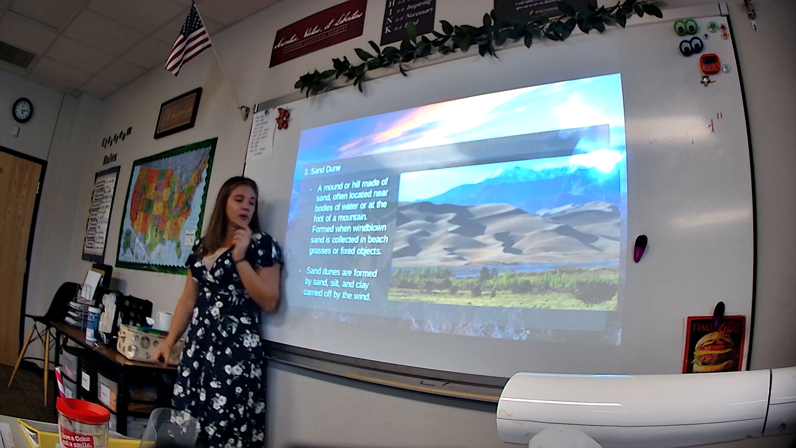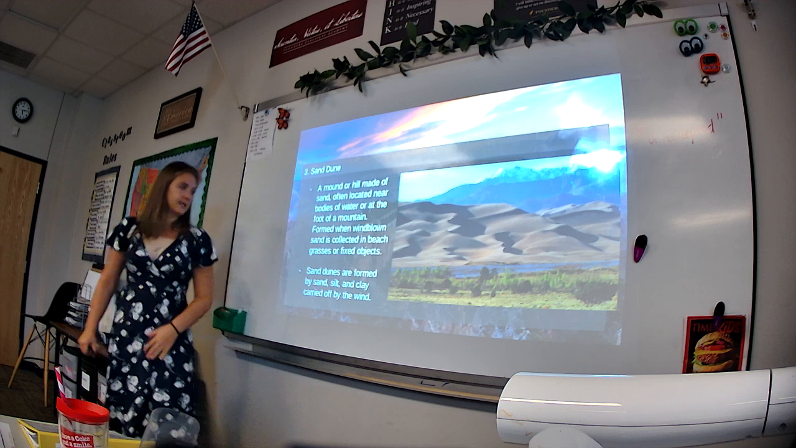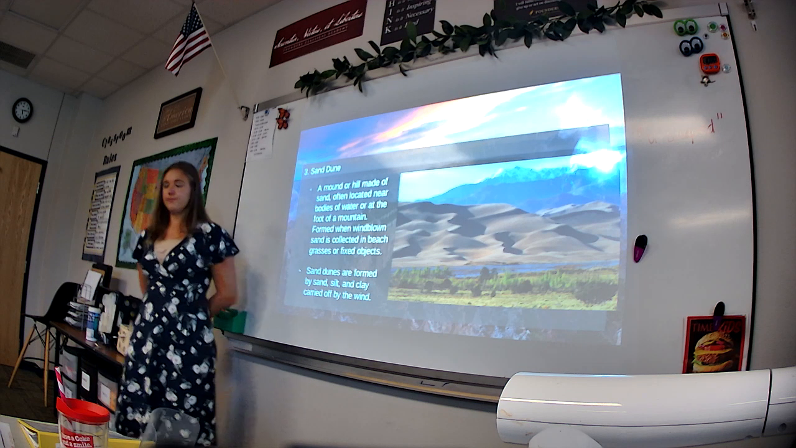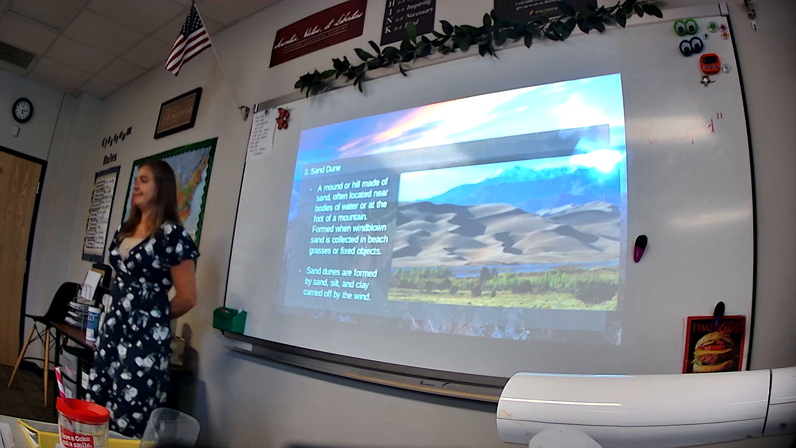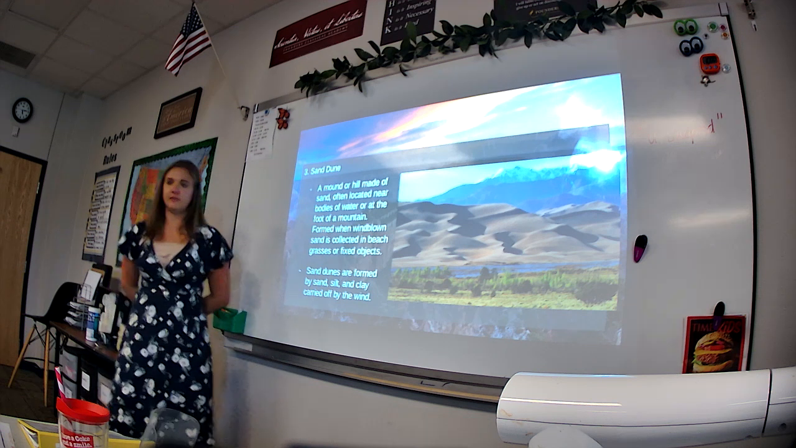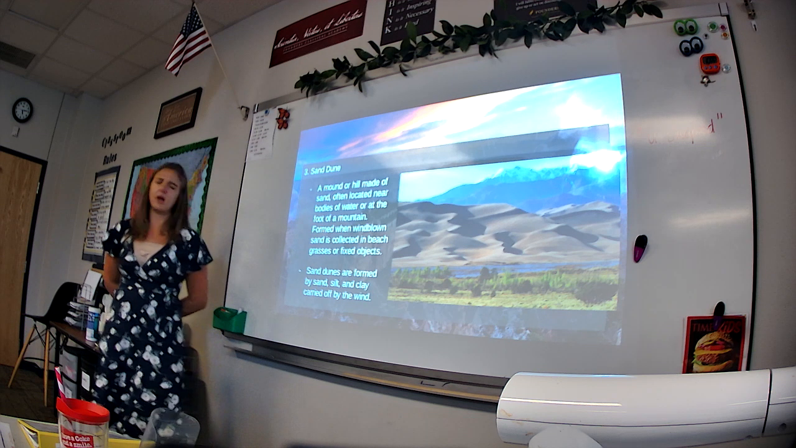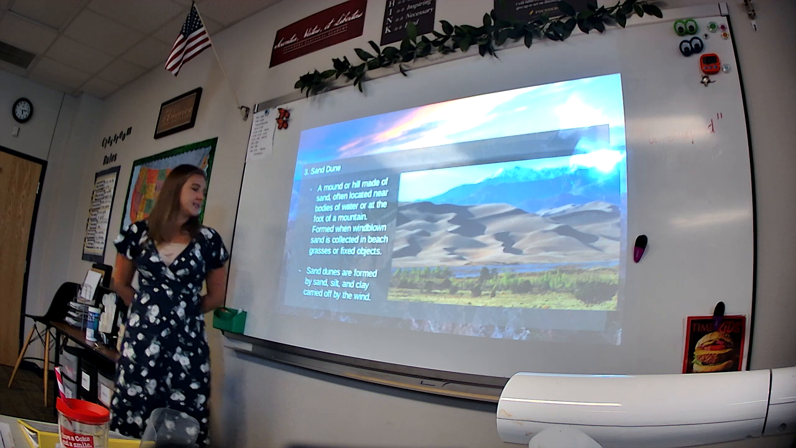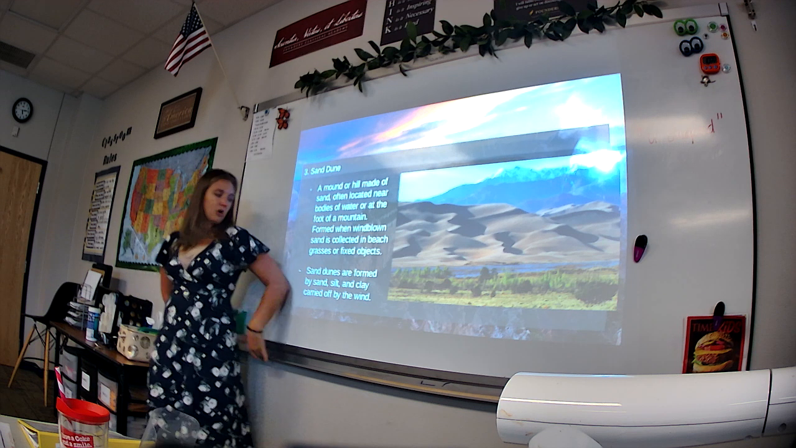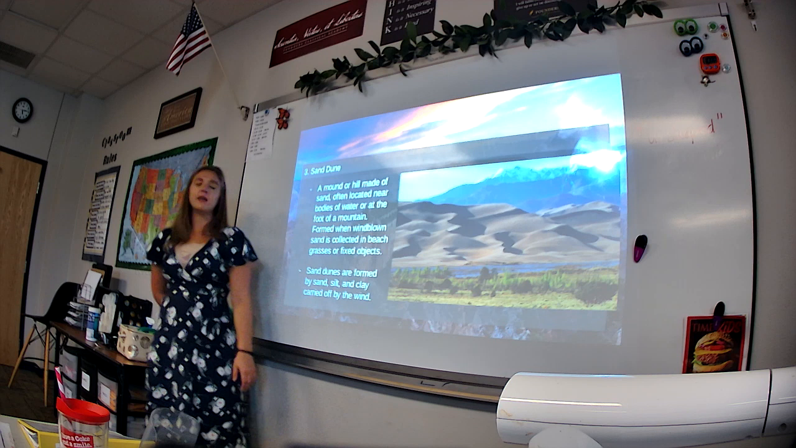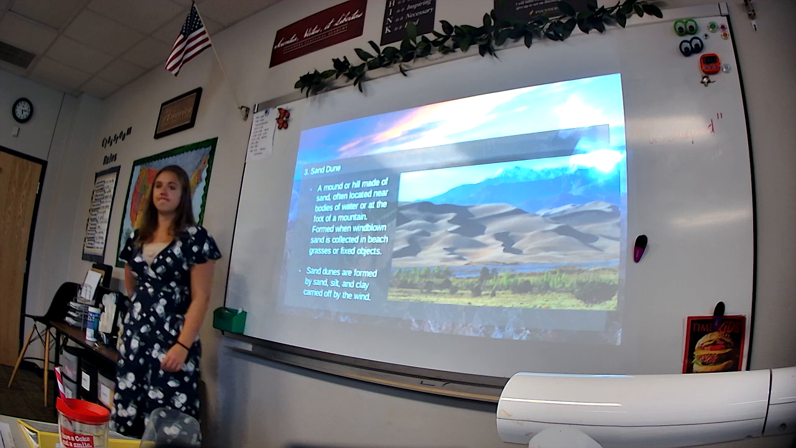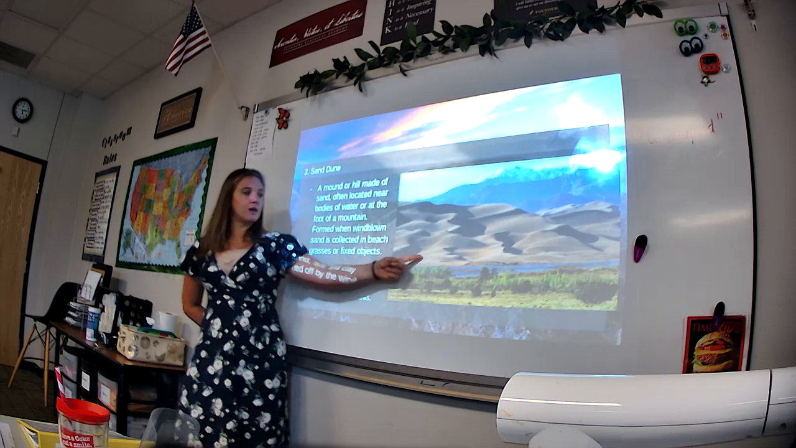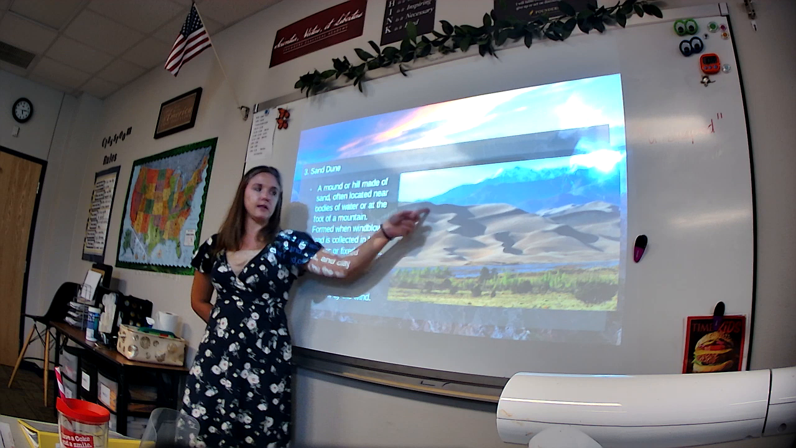This is formed when wind-blown sand is collected in beach grasses or fixed objects. Okay? Just piles of sand kind of blowing up, building up. Sand dunes are formed by sand, silt, and clay, which are all very small particles of rock, carried off by the wind. Okay? Then eventually the hills build up to where it looks kind of like this.